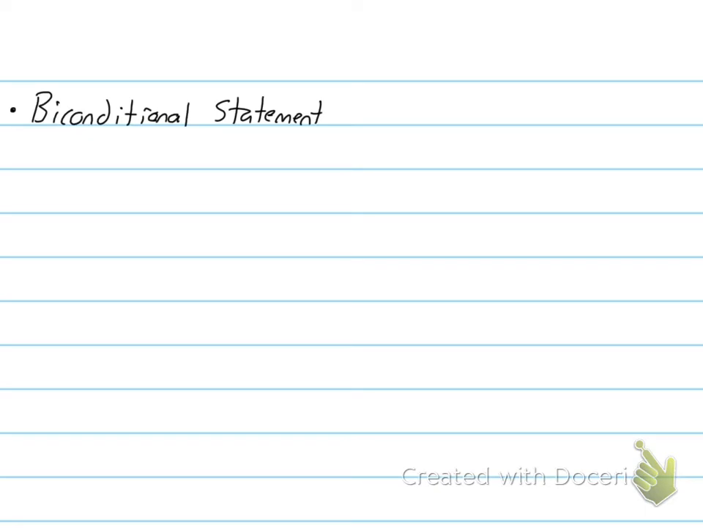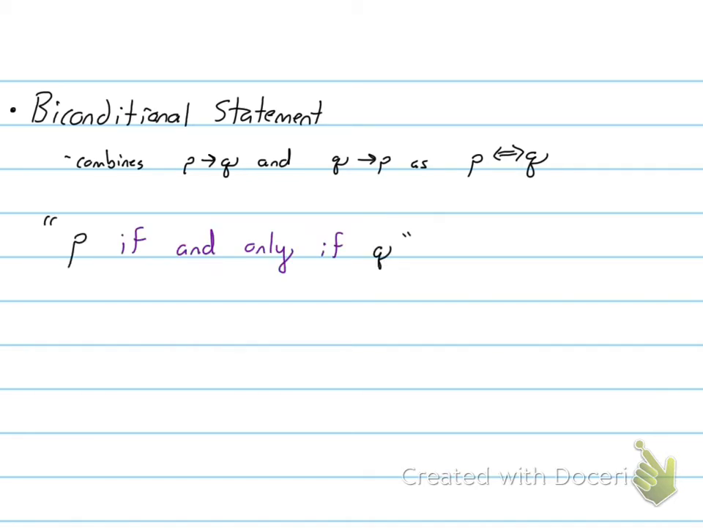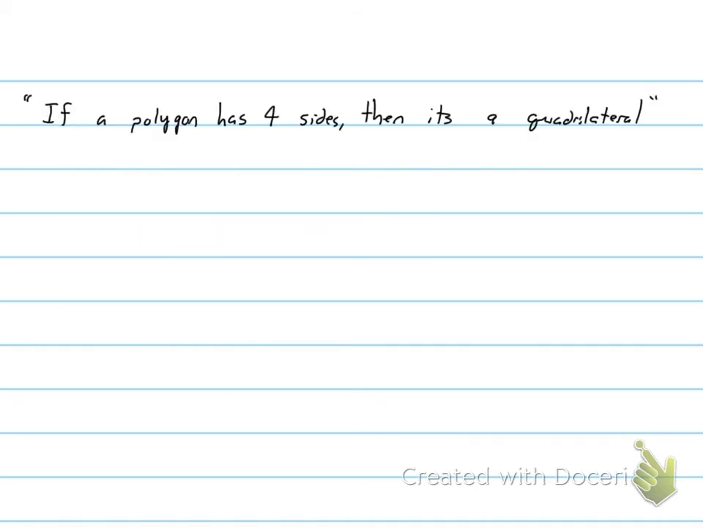And then if we combine a couple of these, we have a biconditional statement. So that combines P going to Q, or our hypothesis going to our conclusion, and if it works backwards, then we represent it with the symbol with the double arrows there. And we say P if and only if Q. So if a polygon has 4 sides, then it is a quadrilateral. That's our hypothesis. This is our conclusion.